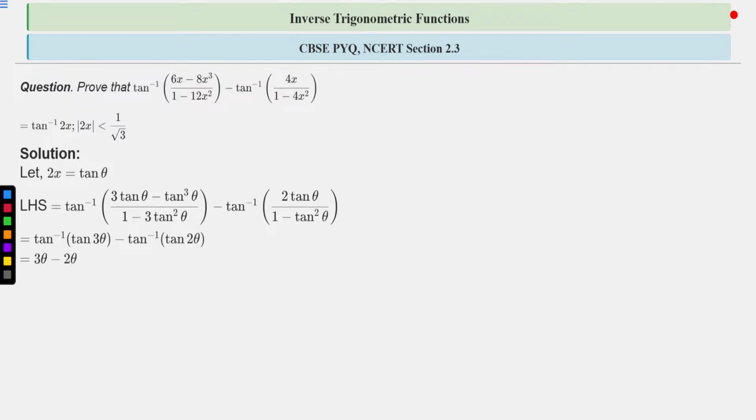So further we can write tan inverse tan 3 theta as 3 theta and tan inverse tan 2 theta is 2 theta. Right, so therefore it will be equal to 3 theta minus 2 theta. So 3 theta minus 2 theta will be equal to theta, and also we had assumed 2x is equal to tan theta, so theta will be tan inverse 2x, right? So left hand side will become tan inverse 2x. So now left hand side is equal to right hand side, hence we have proved the above expression, right?